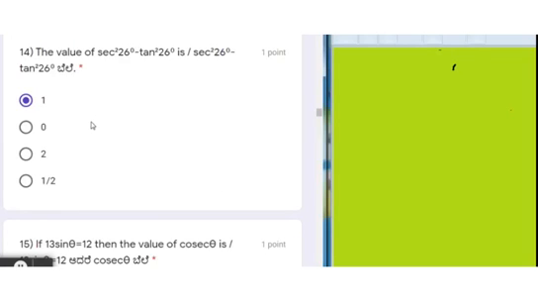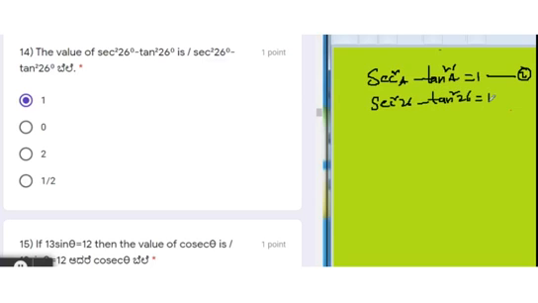14th question. This is the question from Introduction to Trigonometry. They are asking to find the value of secant square 26 minus tan square 26. So we all know that secant square A minus tan square A value is 1 based on the second identity. So if secant square A minus tan square A is 1, students, secant square 26 minus tan square 26 also will be equal to 1.